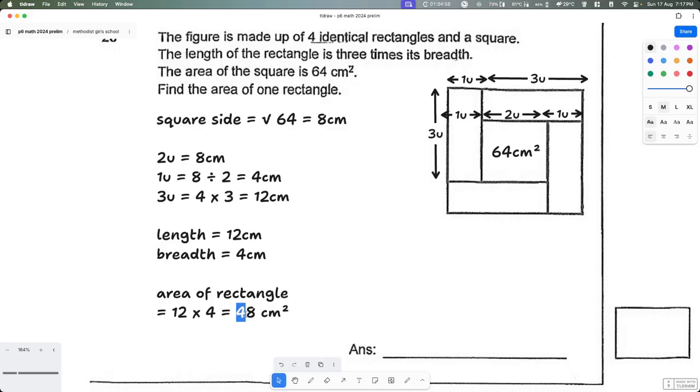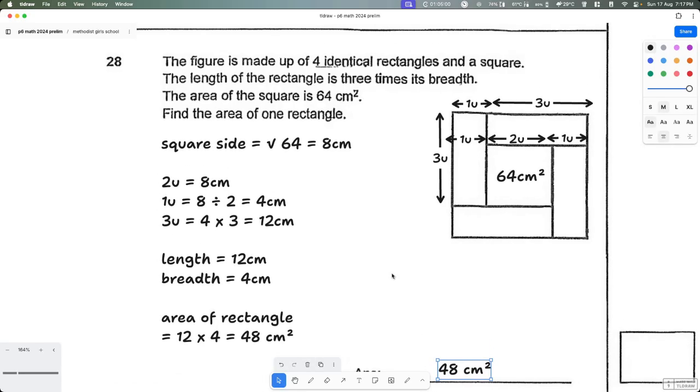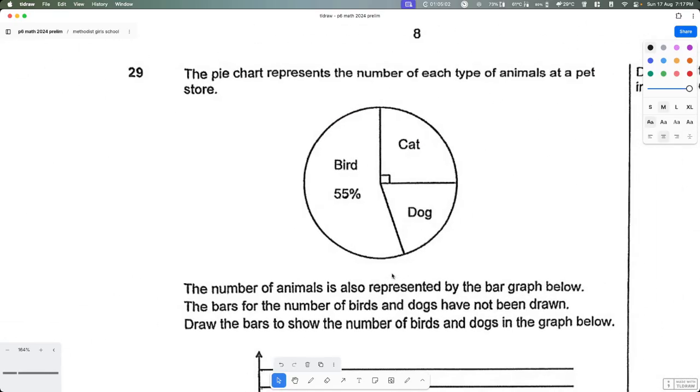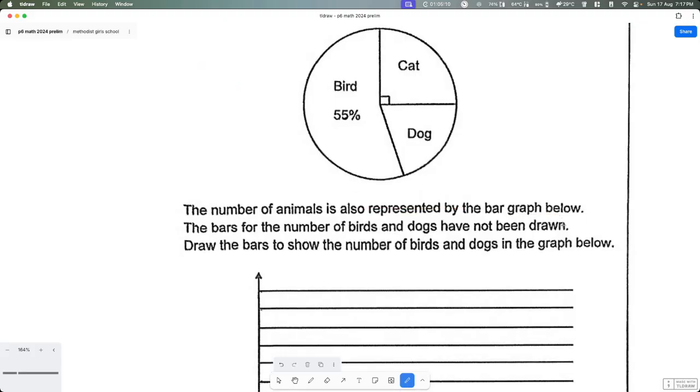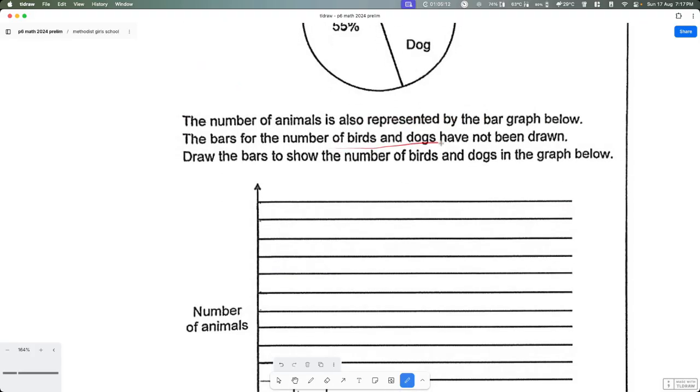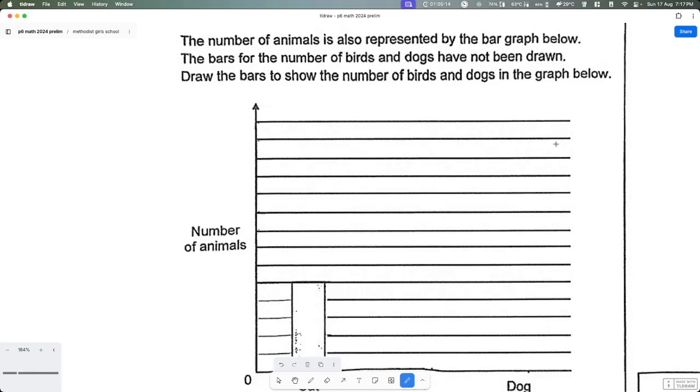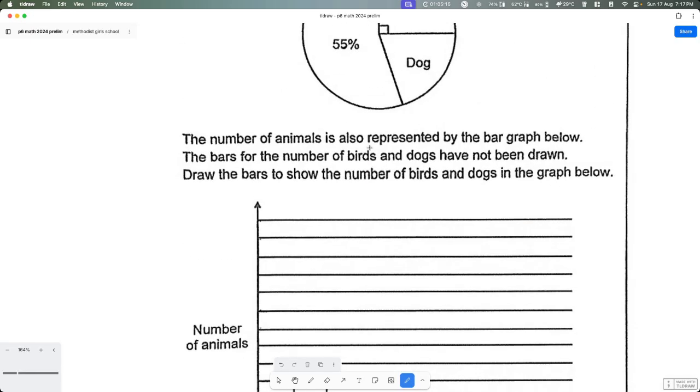There you go. So the answer is 48 centimeter square. All right, let's move on to question 29. The pie chart represents the number of each type of animals at a pet store. The number of animals is also represented by the bar graph below. The bars for the number of birds and dogs have not been drawn. Draw the bars to show the number of birds and dogs.